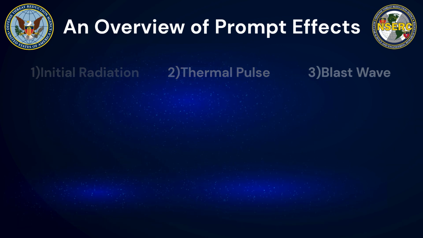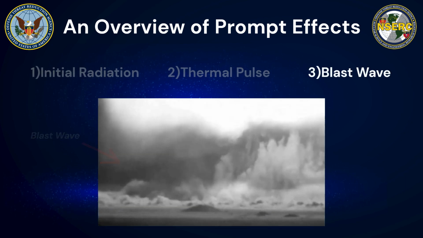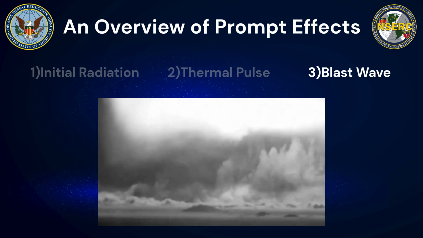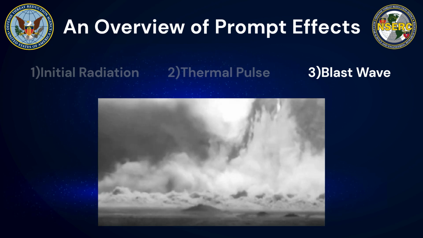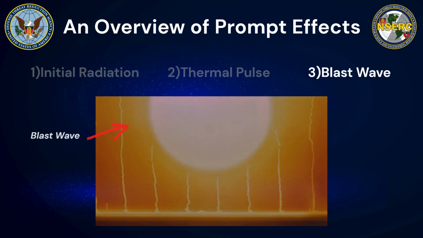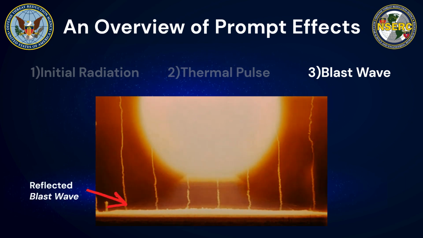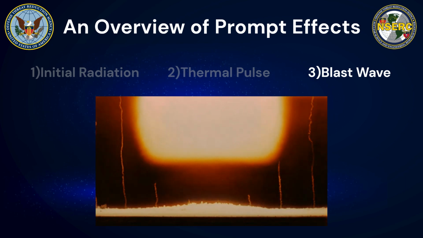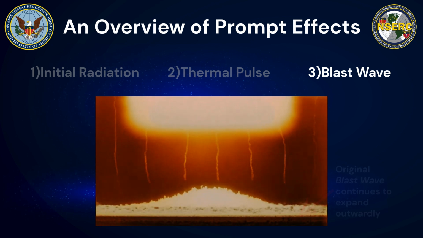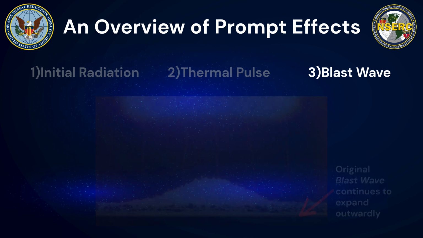The final prompt nuclear weapon effect is the blast wave. As with the thermal pulse, the blast wave is also produced by the nuclear fireball, specifically the extremely fast rate at which the fireball grows. Due to ongoing X-ray emissions as the weapon detonates, the fireball initially expands outwardly in a roughly spherical shape much faster than the speed of sound, which thereby creates a dense pressure buildup along the outer edge of the fireball as the shock-heated air is pushed outwardly at a faster rate than it can naturally displace.